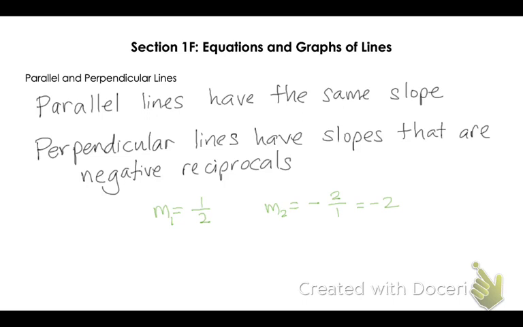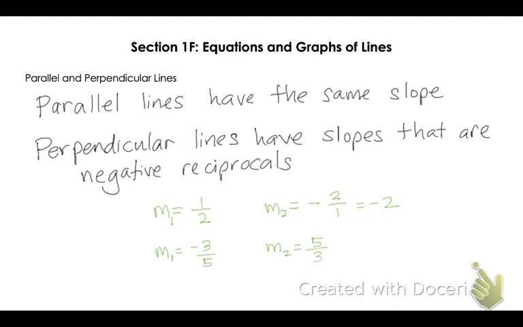Okay, so if your first line had a slope of -3/5, your perpendicular line, the first line has a negative slope, the second would have to be positive, and you would flip the slope over: 5/3.